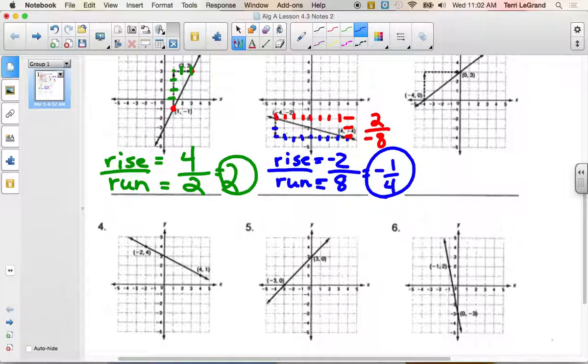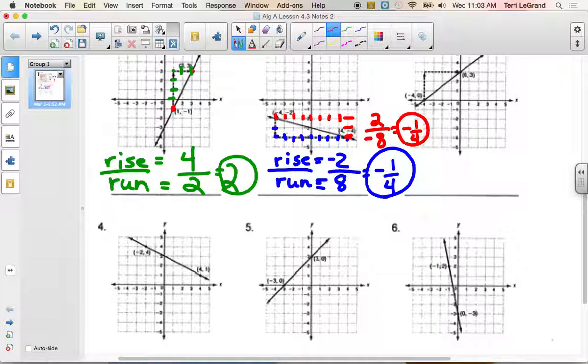Same thing should happen with our going from the other direction. We have a positive divided by a negative, that's still a negative. 2 over 8, 1/4. We get the same slope, whichever point we start at. Do we like the fact that our slope is negative?